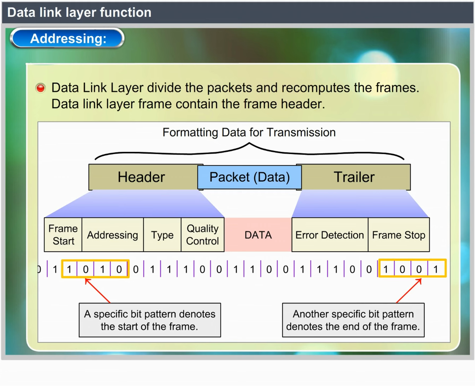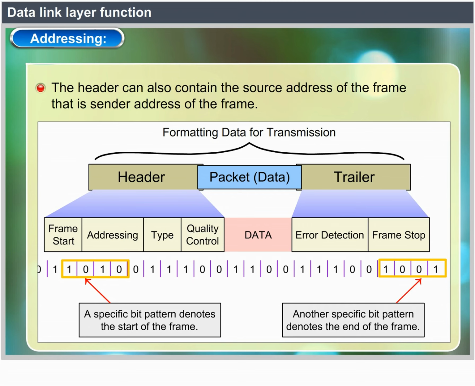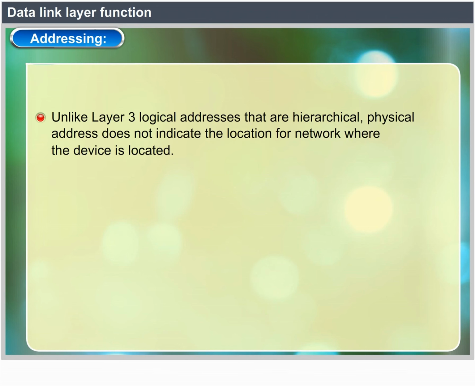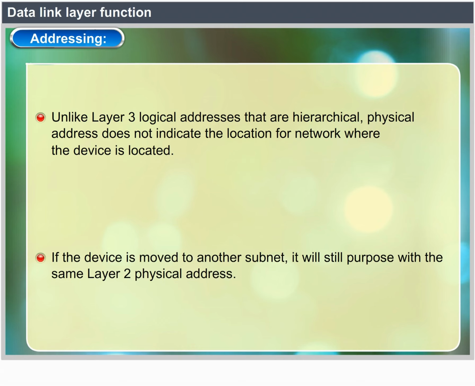Data link layer divides the packets and makes the frames. Data link layer frame contains the frame header. The header can also contain the source address of the frame. Unlike layer 3 logical addresses that are hierarchical, physical address does not indicate on what network the device is located. If the device is moved to another subnet, it will still function with the same layer 2 physical address.